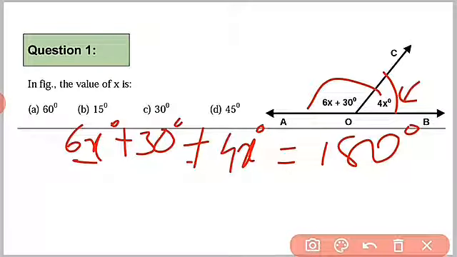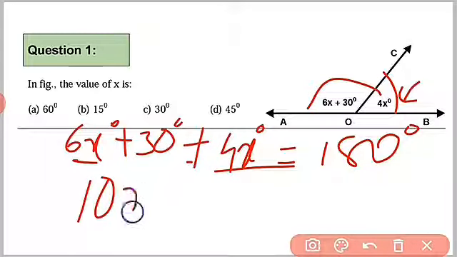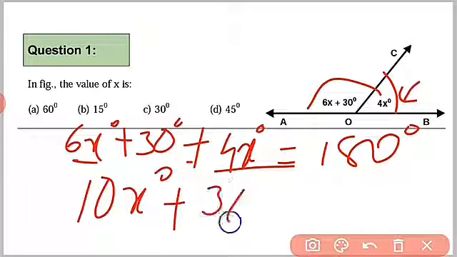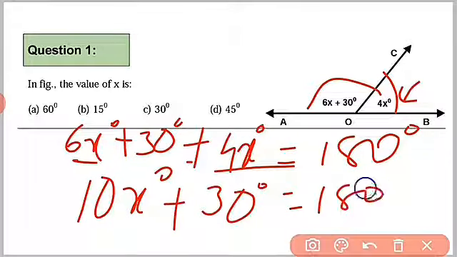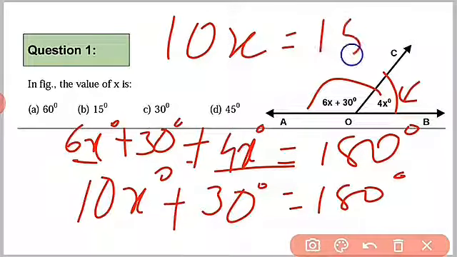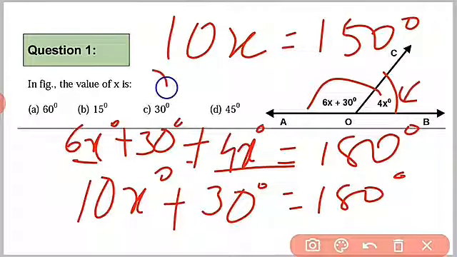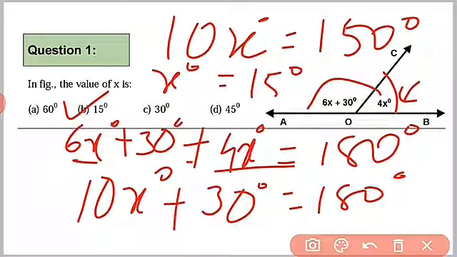So 6x plus 4x makes 10x degrees, plus 30 degrees, equals 180 degrees. So what will 10x be equal to? It will be equal to 150 degrees, subtracting 30 degrees from 180 degrees. So what will be the value of x? It will be equal to 15 degrees. So the answer for this question is B, 15 degrees.